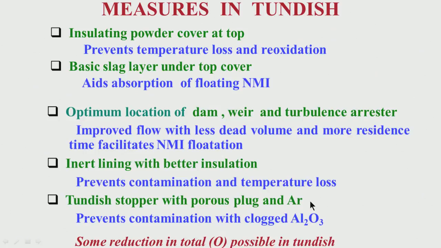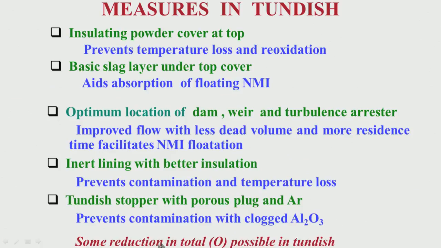This is very important. Otherwise, there will be a possibility of clogging with alumina, because we have killed the steel with aluminium for good killing, for good deoxidation. So, there will be some small amount of elemental aluminium in liquid steel, which if it gets in contact with air will form alumina, and there is a possibility of clogging. We must not allow that. So, argon shrouding, argon cover is very much important.